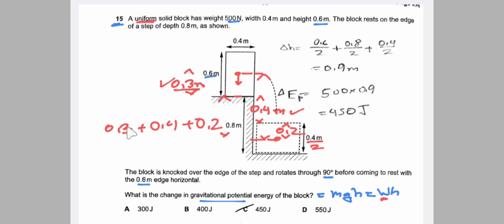So in total we get a total height of 0.9 meter. So we know the value of height, that is 0.9 meter, and the weight is 500. So if we multiply, we get the change in gravitational potential energy as 450 joules. So the answer is C.